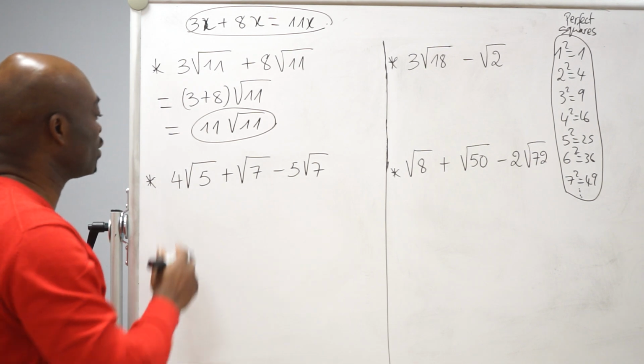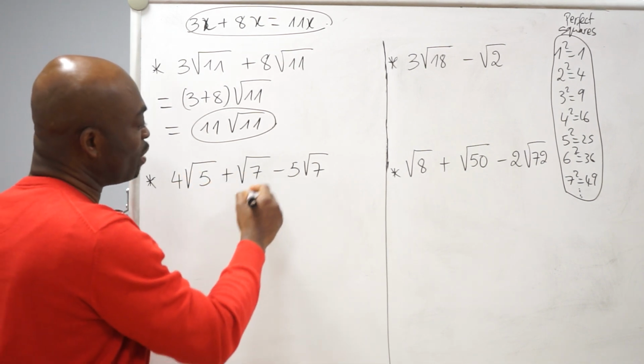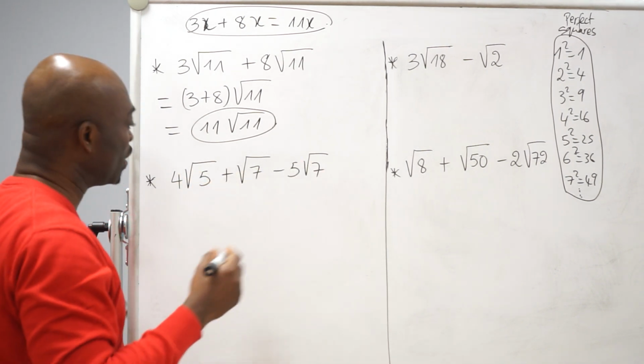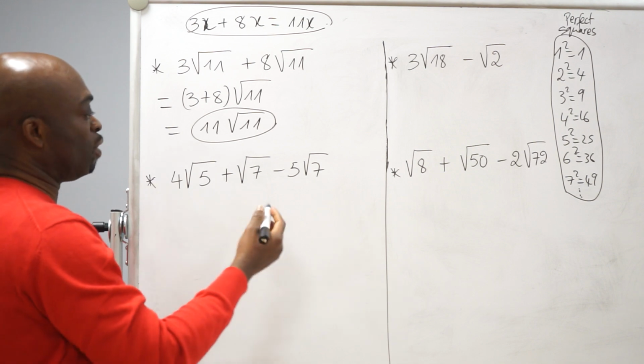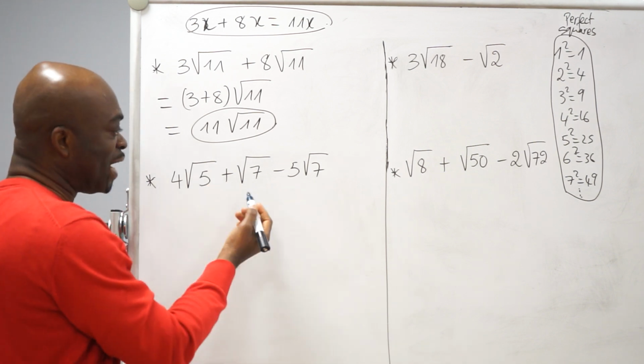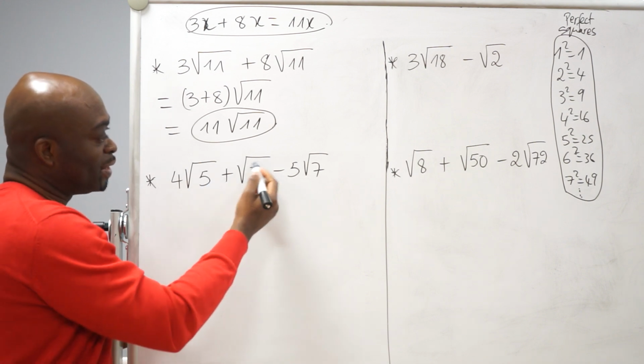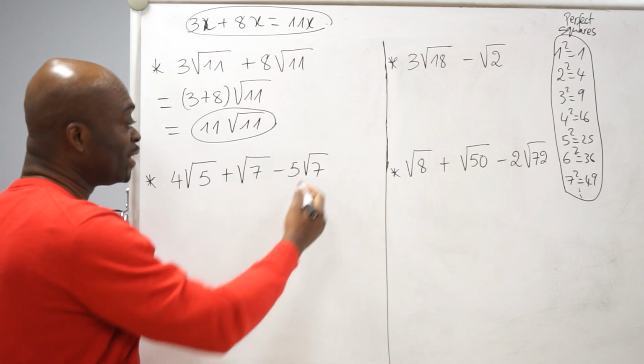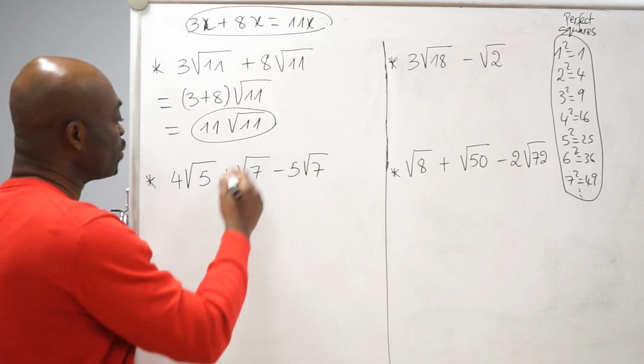So let's go to the next one. We have 4 square root of 5 plus square root of 7 minus 5 square root of 7. How do we deal with this one? We have to look at what we call like terms. This is a 5. Can we break it down? No. This is 7. Can we break it down? No. This is 7. Can we break it down? No. So what's going to happen?